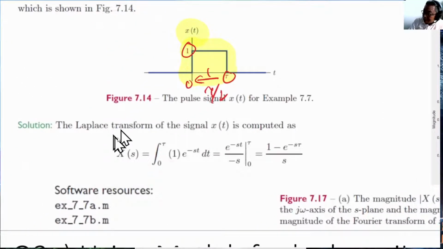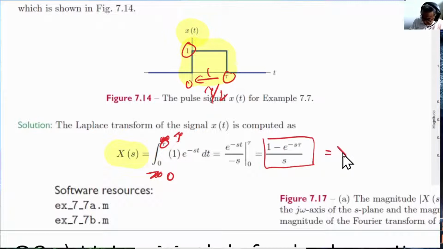Well, we can go and take the Laplace transform of this pulse, and the interesting thing is, although we are going from minus infinity to infinity for bilateral, or from 0 to infinity for the unilateral, in this particular case, since the signal only exists from 0 to tau, we only need to integrate between 0 and tau, and the value of the signal is only 1. So this is a very, very simple integration to do. We get this expression, and finally this is x of s, the Laplace transform of x of t.